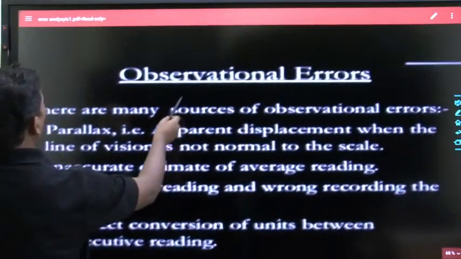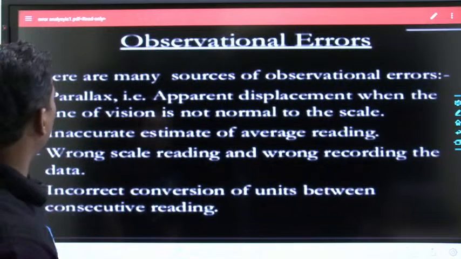Next, the last one comes: observational errors. What are observational errors? Parallax error.